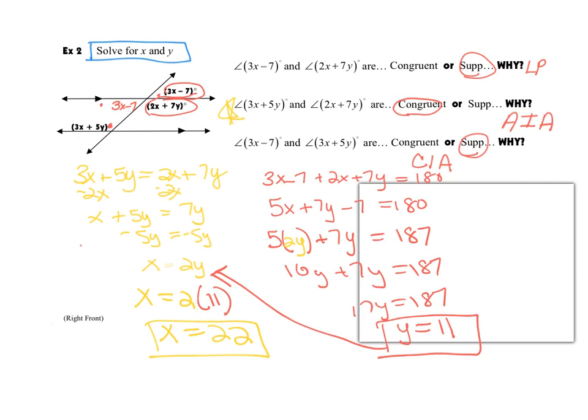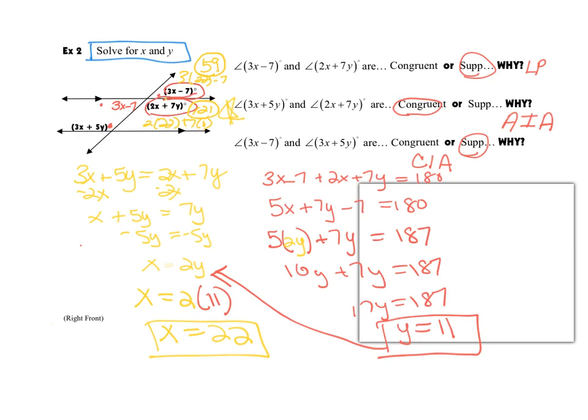Now, if I check this out here, if I look at this measurement up here and say, well, 3 times x, which is 22, minus 7, that's going to give me a measurement of 59 for this angle. If I do 2 times x, which is 22, plus 7 times 11, that's going to give me a measurement of 121 for this angle. The 59 and the 121 would be supplementary and give me a measurement of 180.